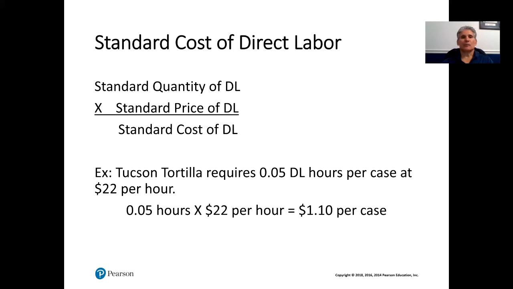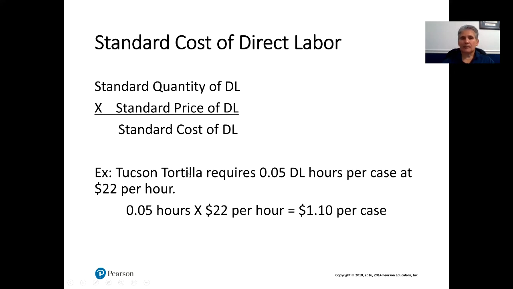For direct labor, we're going to do something very similar. We're going to come up with the standard quantity of direct labor, but we're not going to be measuring these in pounds or ounces or anything like that. It's going to be based upon time. So how much time does it take of direct labor? Remember, we're talking specifically about direct labor. These are the production line people. How much time does it take for a direct labor person or persons to produce 1 case of tortillas? Well, according to the future, the past, and the present, we have come up with 0.05 direct labor hours for every case. 0.05 direct labor hours per case.